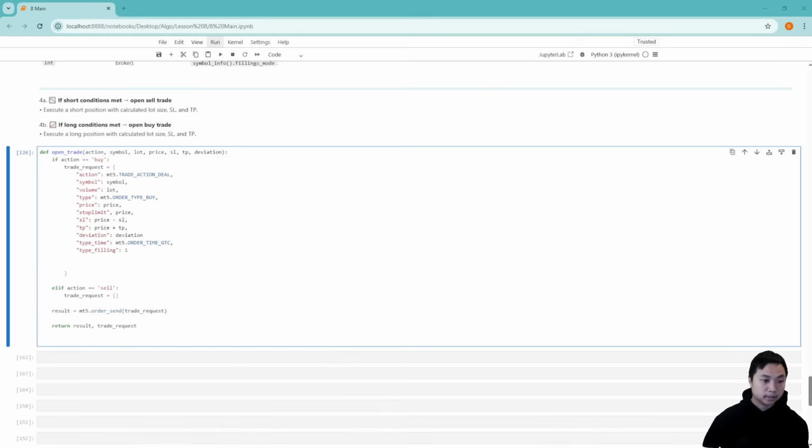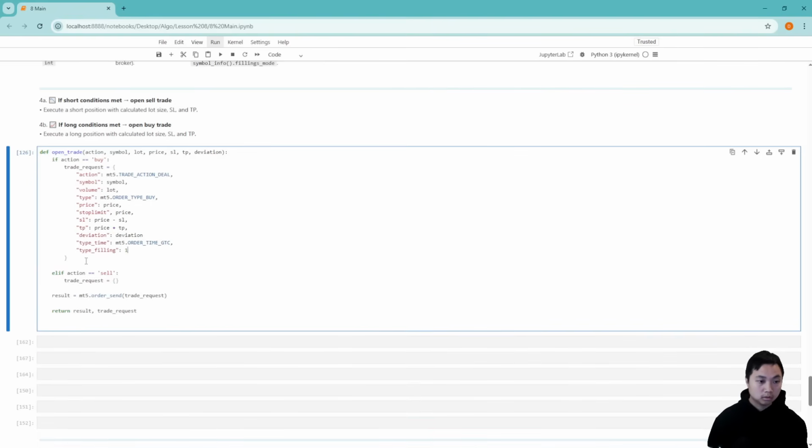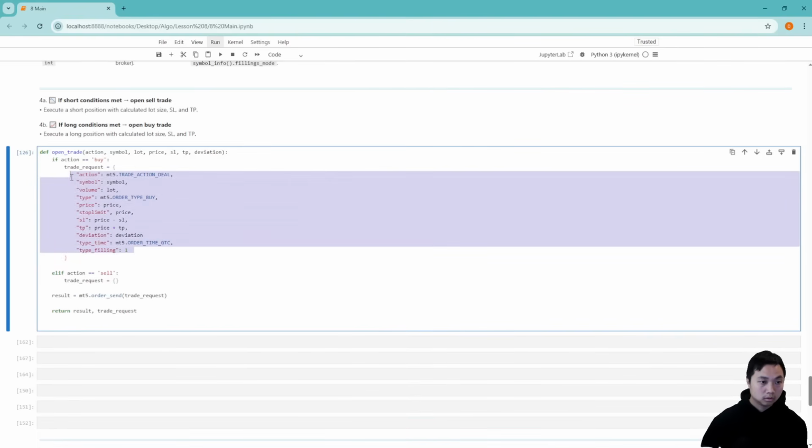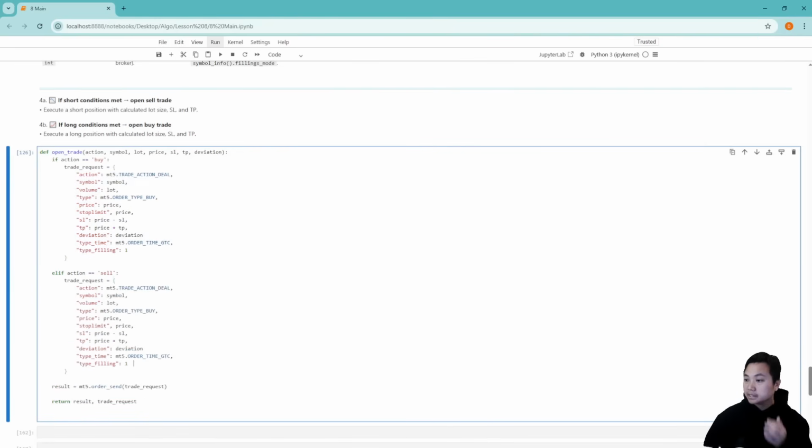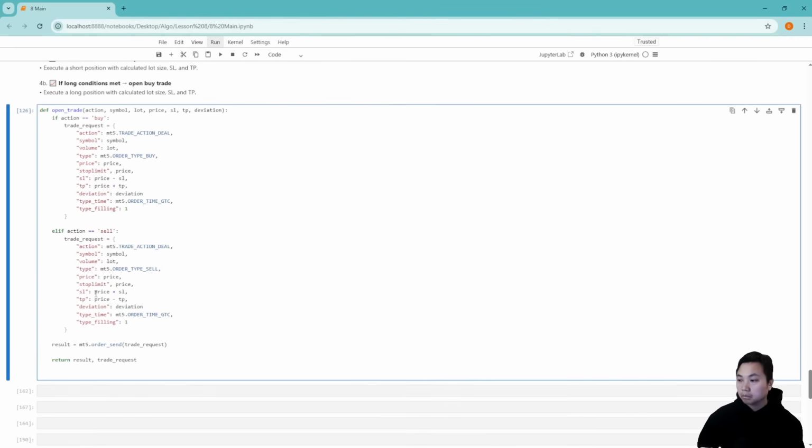Now we can handle the sell scenario. Basically, everything else is the same here, except that what we're going to change is this into sell, and then the stop loss and take profit. The stop loss is above the entry price, and the take profit is below the entry price because we're selling something.